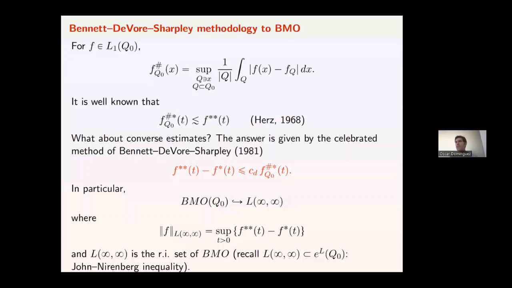And now we are, instead of comparing the modulus of smoothness and the sharp maximal function, interested in comparing the sharp maximal function with the function f itself.